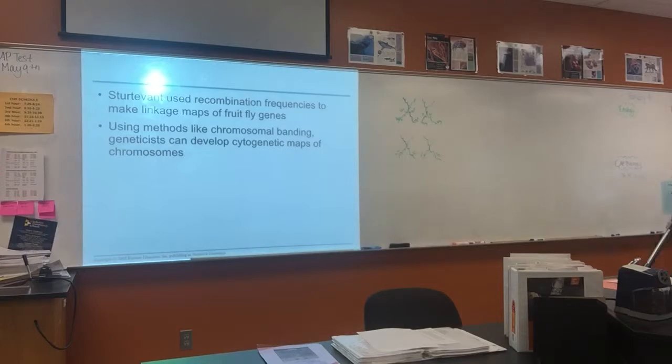Now we have more technology. We can sequence DNA. We'll talk more about that later. And so now we can do things like cytogenetic maps, where we can actually figure out where genes actually are on a chromosome. Linkage maps don't tell you that. Linkage maps just show you approximate positions. But we do have technology to make these cytogenetic maps to put genes on particular spots of the chromosome, so you know exactly where they are.